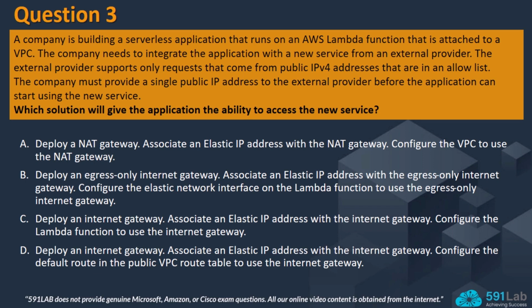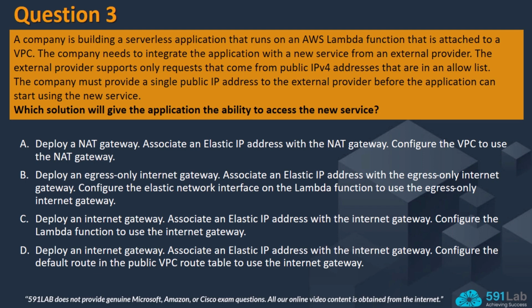By associating an elastic IP address with the NAT gateway, you ensure that the outbound traffic appears to come from a specific public IP address. This elastic IP address can then be provided to the external service provider for whitelisting. Configuring the VPC to use the NAT gateway ensures that outbound traffic from resources within the VPC, such as Lambda function, is routed through the NAT gateway. So this one seems to be the correct answer, but let's discuss the available options as well.